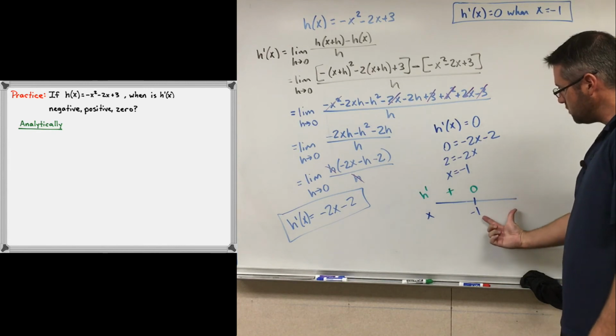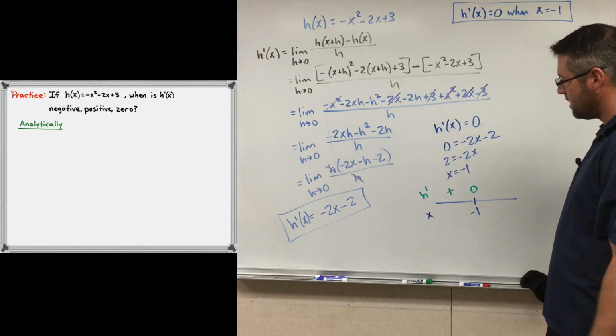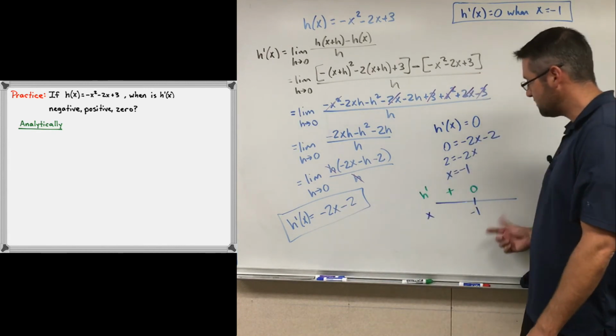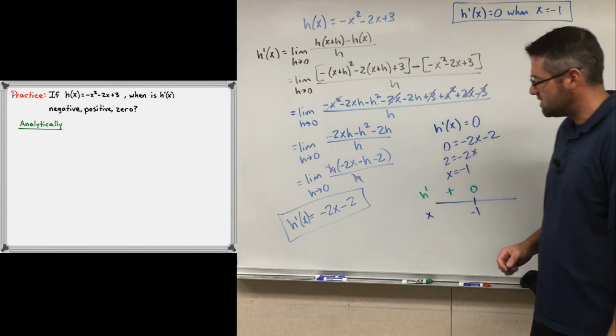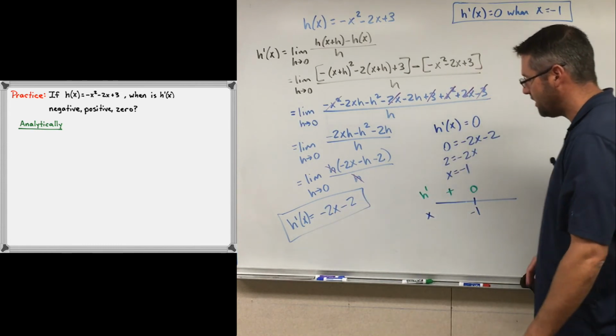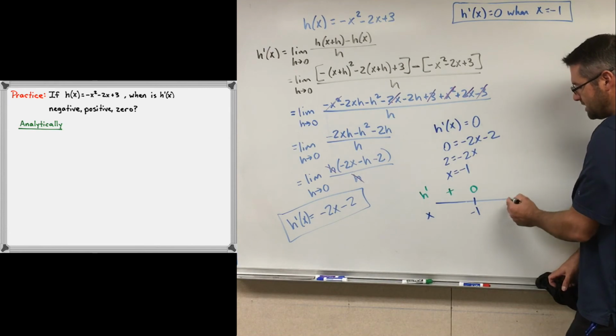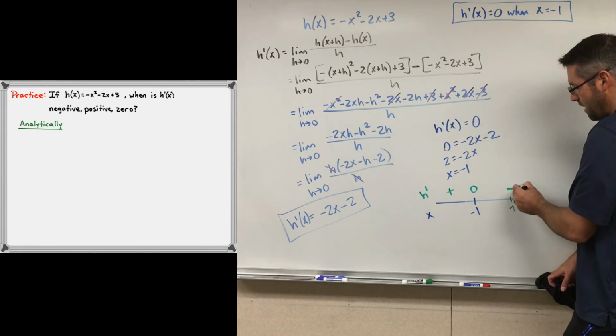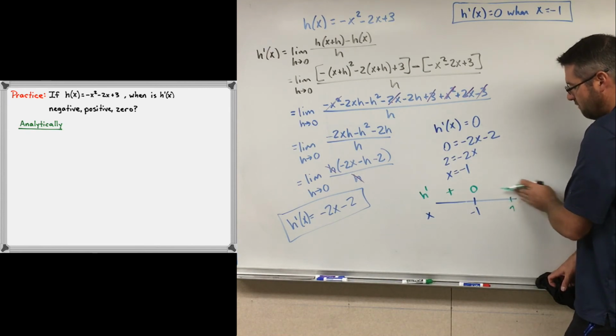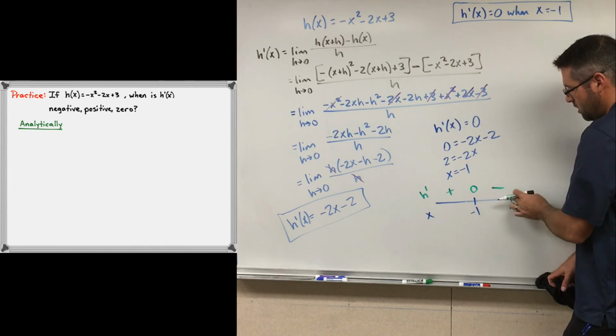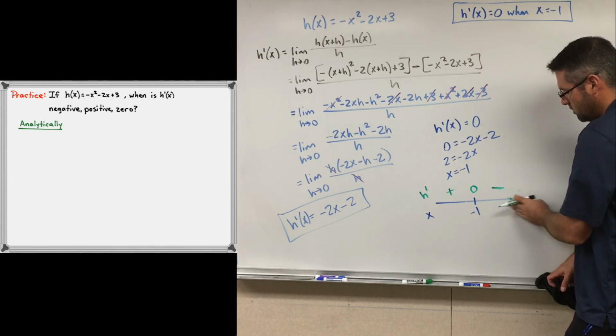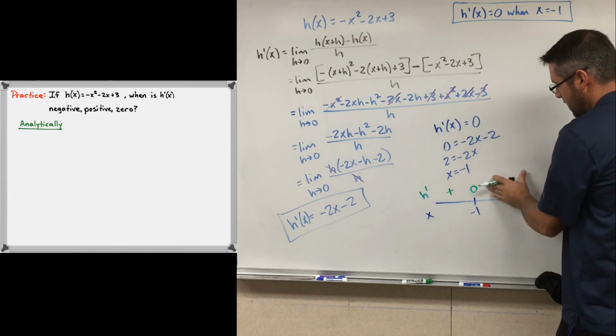Now we'll plug in values to the right of negative 1. So maybe 7. If I plug in positive 7, negative 2 times positive 7 is negative 14, minus 2 is negative 16. So at least at 7, we have a negative value. But we know every value to the right of negative 1 will be negative, okay? And I want you to think about this for a little while.